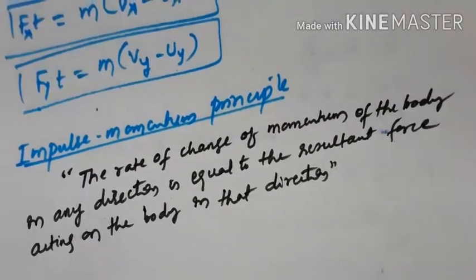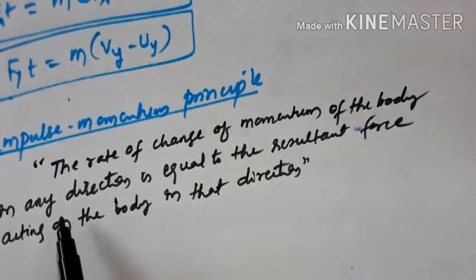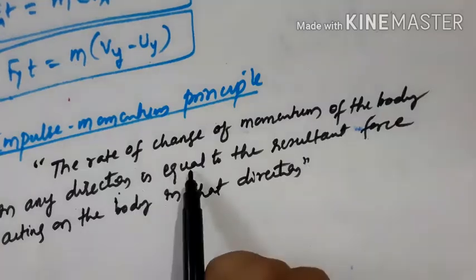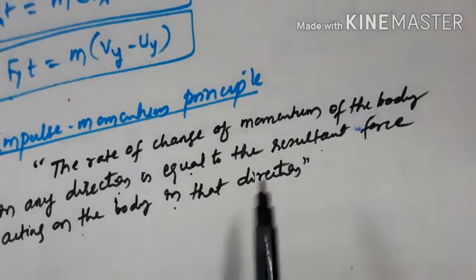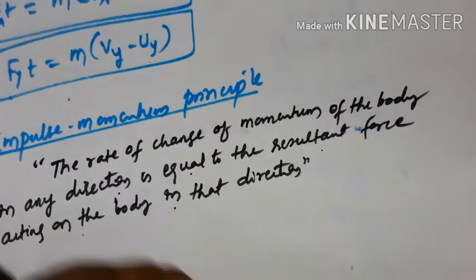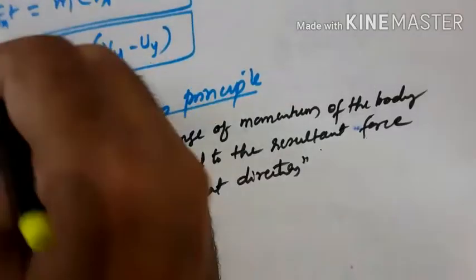So this is the impulse momentum principle. The rate of change of momentum of the body in any direction is equal to the resultant force acting on the body in that direction. Okay, so this can be written, you can write this or this.